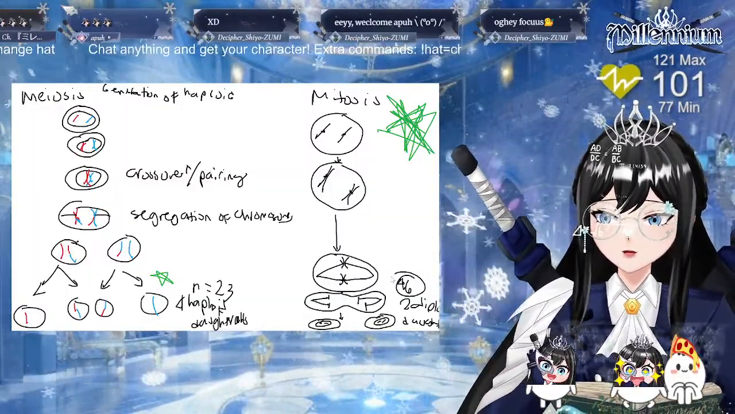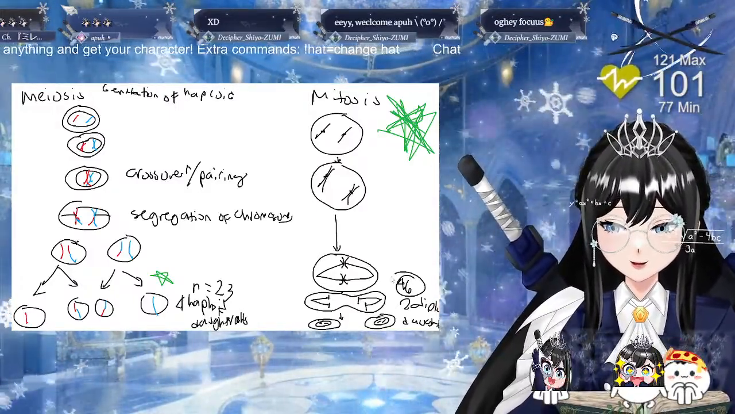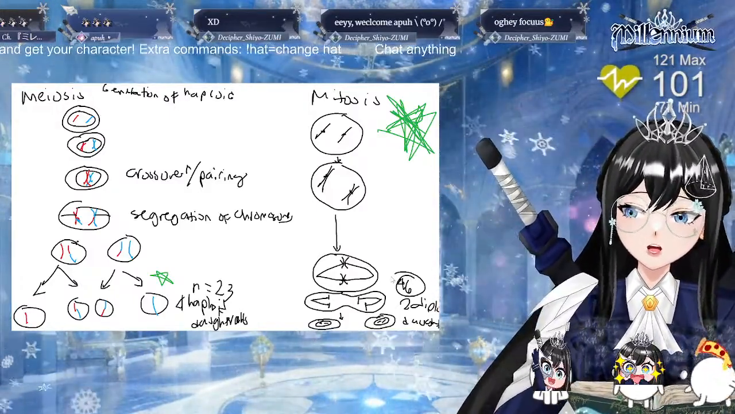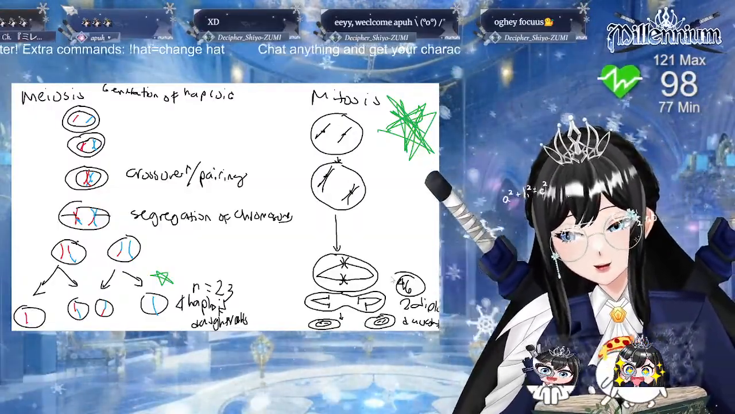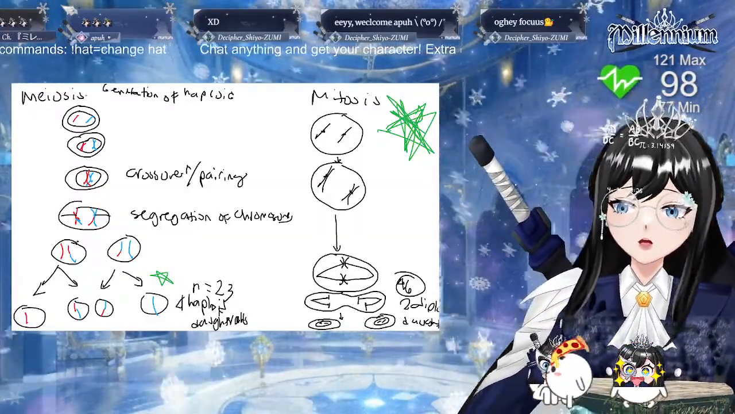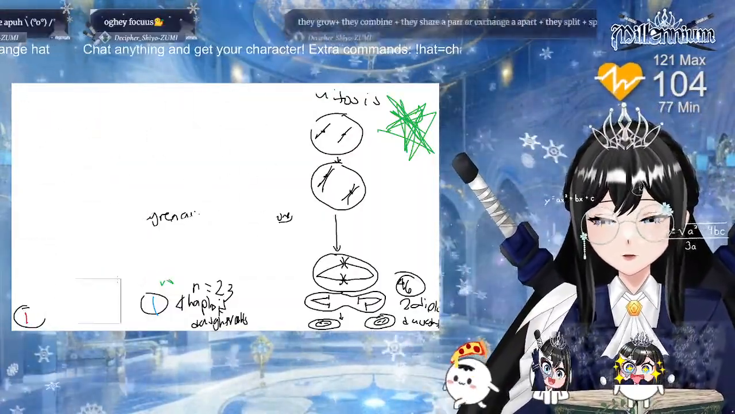Okay, now. Cell cycle again. What is cell cycle? It is a process where you aim to divide into identical daughter cells. So let's just do a mini circle.